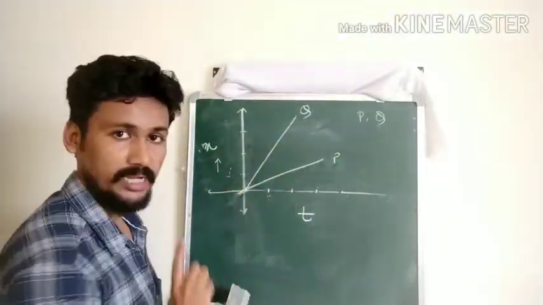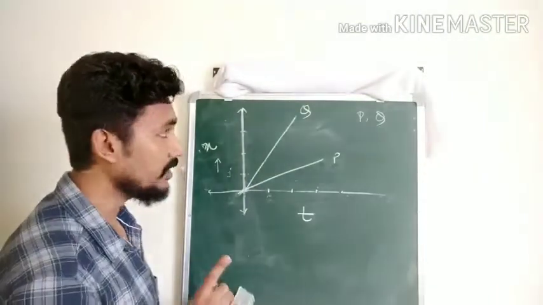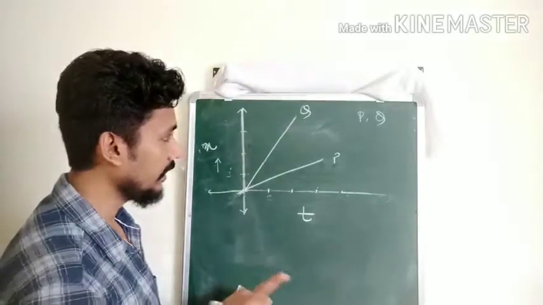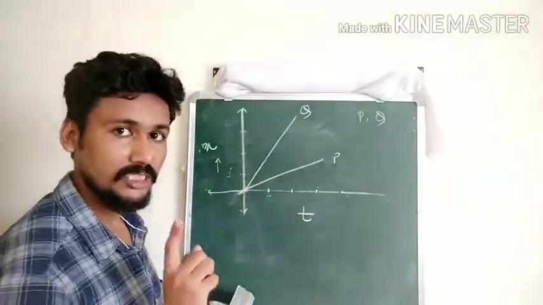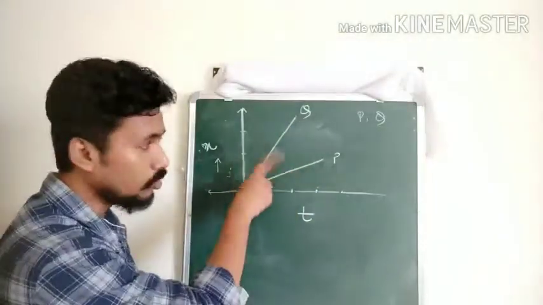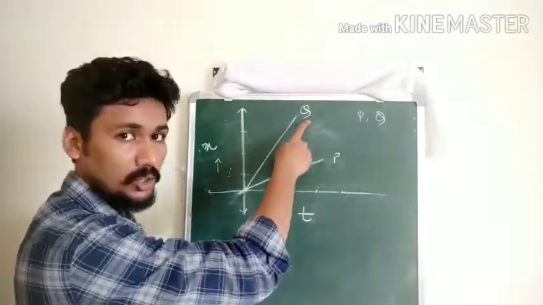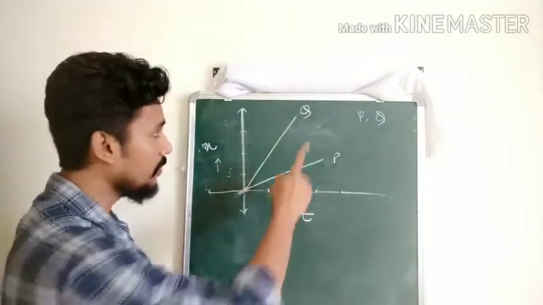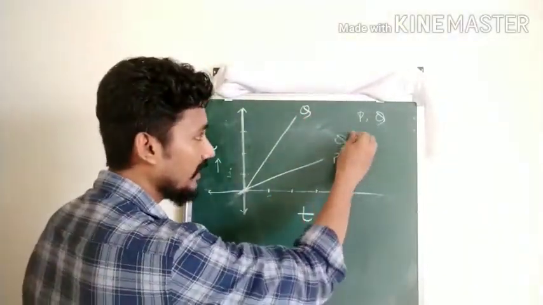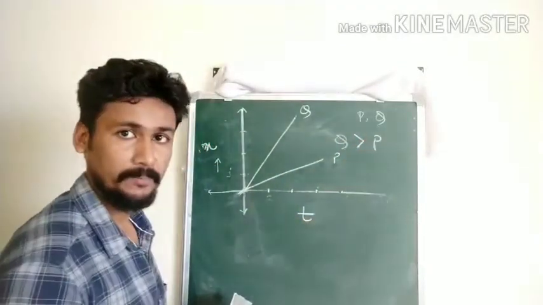Observing the graph, can you tell me which of them is moving faster? How can we understand? For this, you have to see the slope of the graph. If you look at P and you look at Q, which has more slope? Definitely Q has more slope. And because Q has more slope, that means the speed of Q is higher than the speed of P.